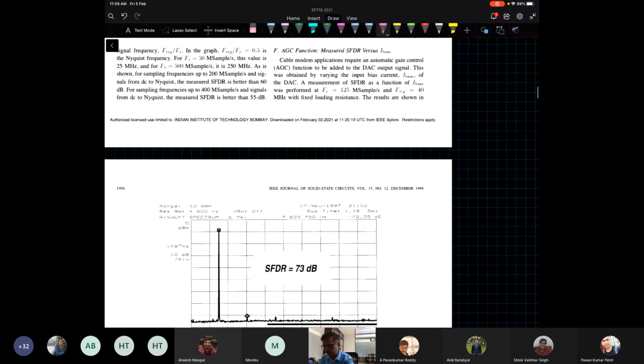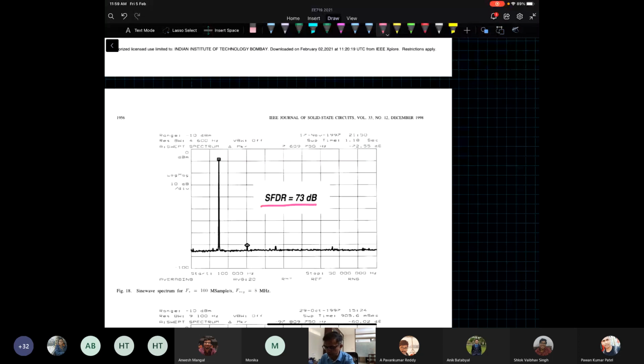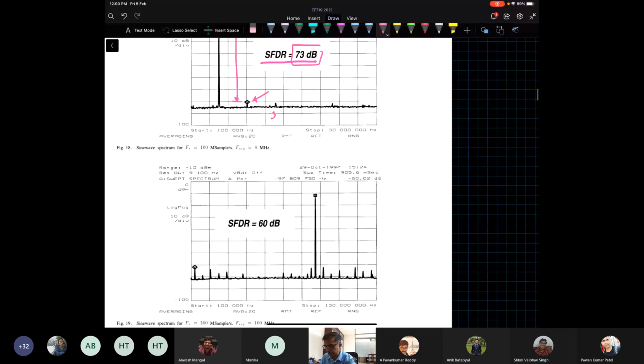Okay, and you can also see the spurious free dynamic range. Spurious free dynamic range is this particular difference between these two. So this is a spurious signal, unwanted signal that you will see at the output, and that will be a result of how nonlinear your DAC is. So this is probably a second harmonic, this is third harmonic, something like that, right? So you measure the difference between the two, and that is 73 dB here, which is really good. And then here, again, we are looking at spurious free dynamic range of 60 dB, where you're going close to the Nyquist frequency by two, okay?